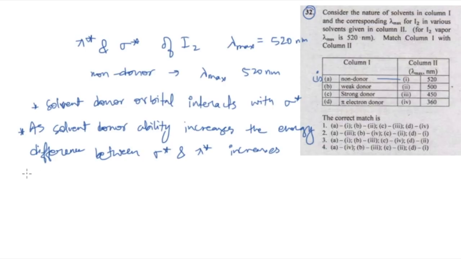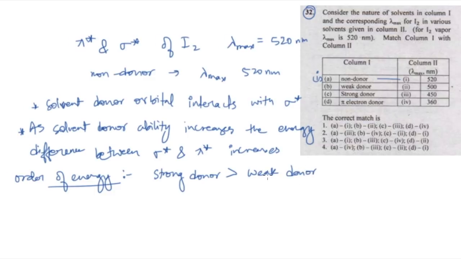So if I write down the order of energy for the different solvent donors over here, the order of energy will be like this. A strong donor will make the highest energy difference, and then comes your weak donor.